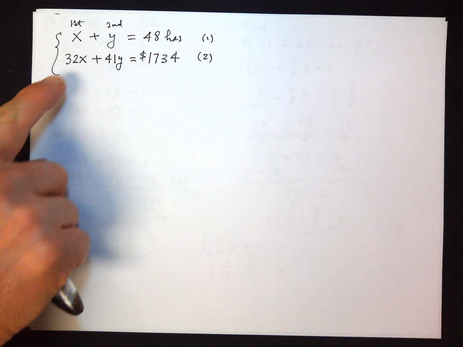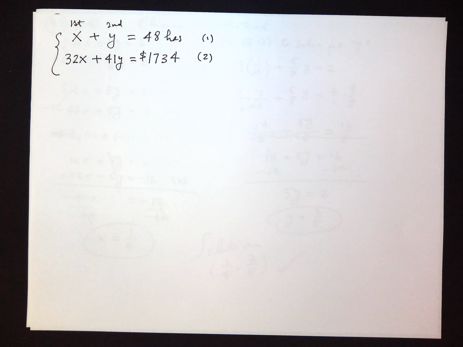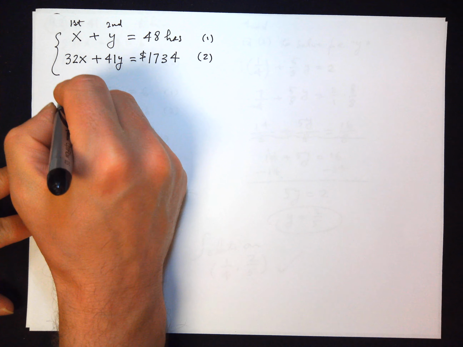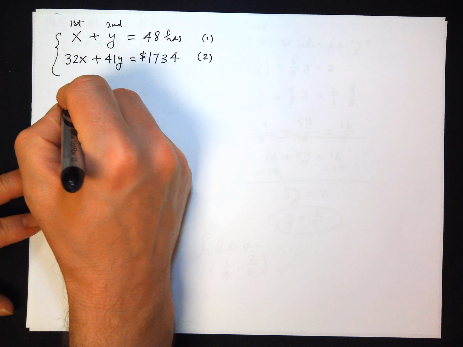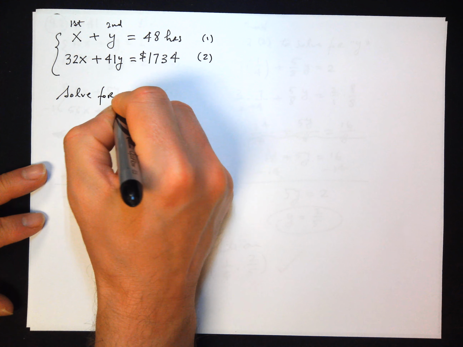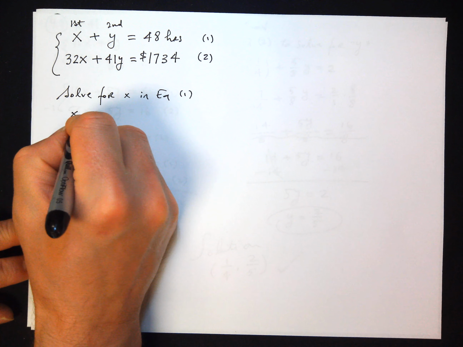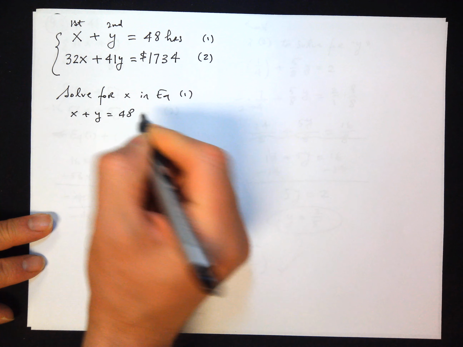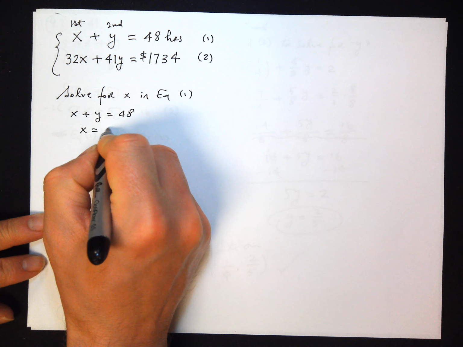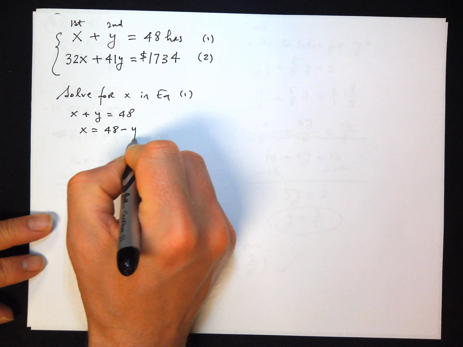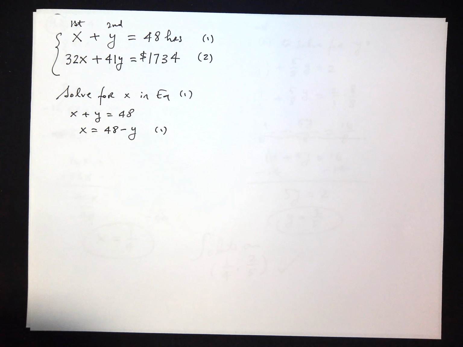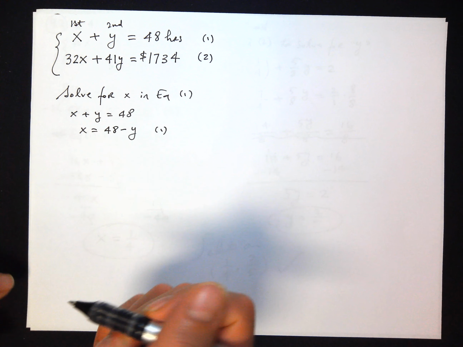Okay, so looking at this one, we can certainly use either elimination or the substitution method. I think the substitution method may be the easiest. You can say solve for x in equation 1. So you have x plus y equals 48. So that means x equals 48 minus y. So this is still 1. See, that's positive, becomes negative.